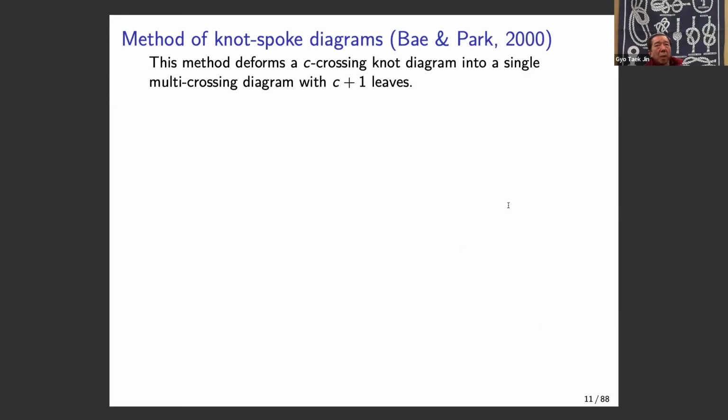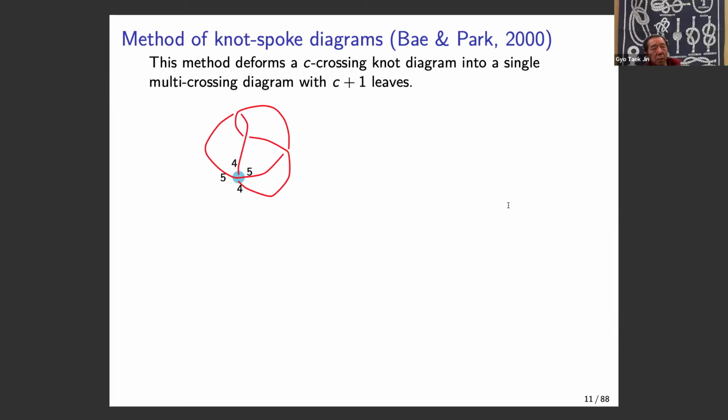Then for arc index bigger than 12, we needed this method, the spoke diagram method. This is the method Bae and Park used to prove their inequality. So this method deforms a C-crossing knot diagram into a single multi-crossing diagram with C+1 leaves.